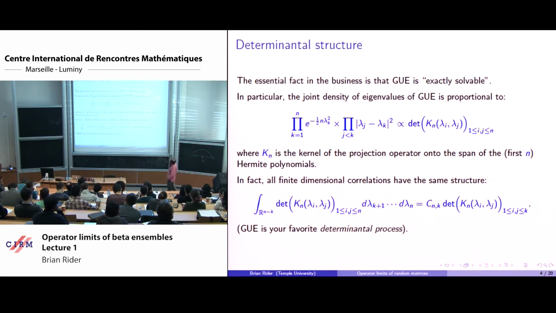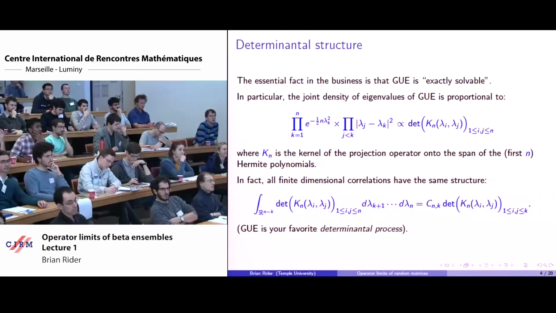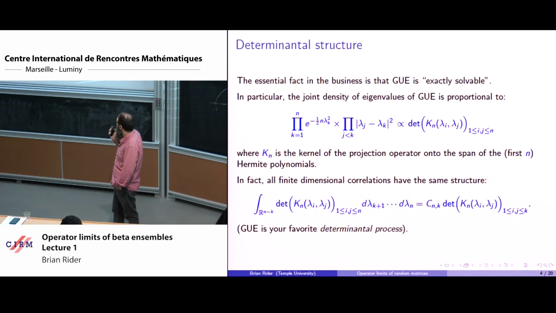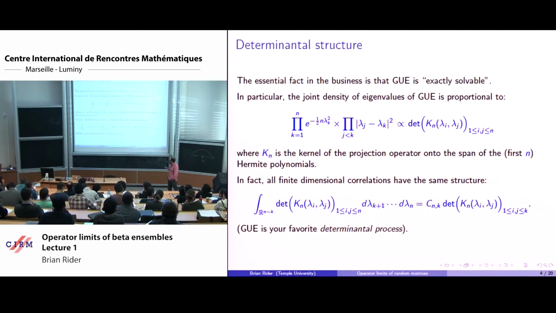Now, that formula is lovely, of course, but you're trying to say something about, let's say, the biggest eigenvalue, right? You're not going to say something about all n eigenvalues as n goes to infinity. So it's nice to have this formula, but you need to be able to integrate out. You need to be able to compute marginals if you're really going to do anything with it, right? And that's why this is the right way to write the determinant, because that projection nature of the kernel allows you to compute marginals, or quote-unquote finite dimensional correlations.